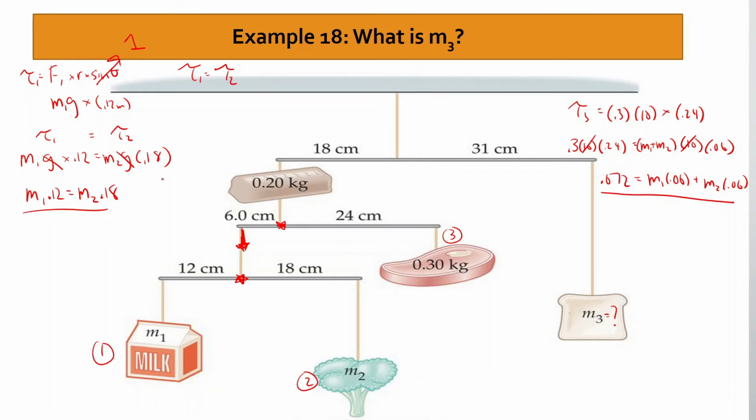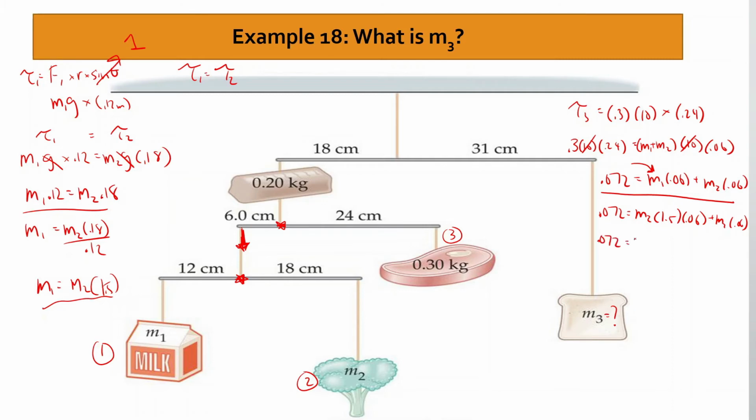We don't know M1 and we don't know M2. So let's try to simplify this a little bit. I'm going to say M1 is equal to M2 times 0.18 divided by 0.12. Let me just put this in my calculator. 0.18 divided by 0.12 is 1.5. So M1 is equal to 1.5 M2. Now I'm going to plug that in right here. 0.072 is equal to 1.5 M2 times 0.06 plus M2 times 0.06. Oh God, everyone's lost. It's all right though.